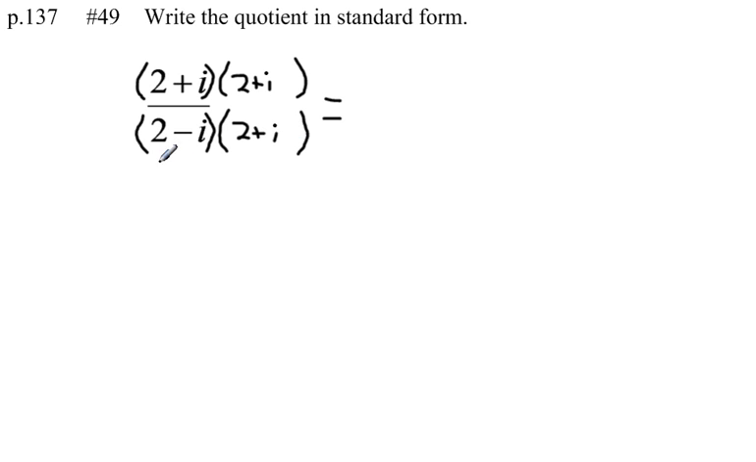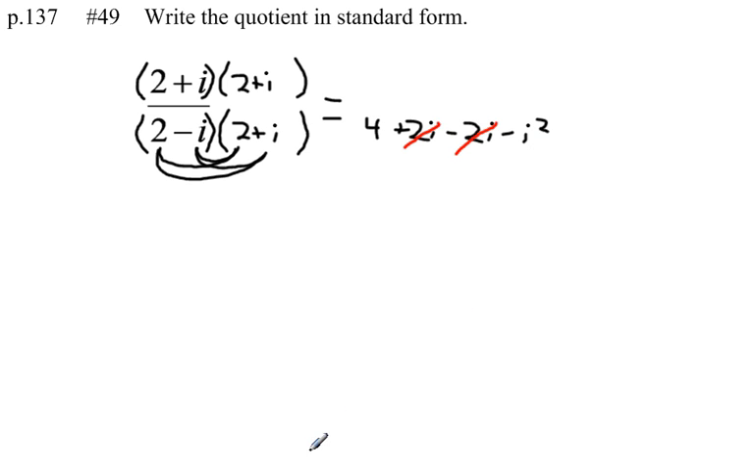Let's multiply my denominator using FOIL. First, 2 times 2 is 4. Outer, 2 times i is 2i. Inner, negative i times 2 is negative 2i. And last, negative i times i is negative i squared. Now, check these two terms in the middle, 2i minus 2i, they cancel out. That will always happen when we multiply a complex number by what's called its complex conjugate. Same terms, opposite sign. Those middle terms will always cancel out.